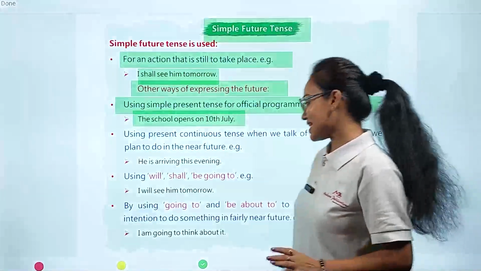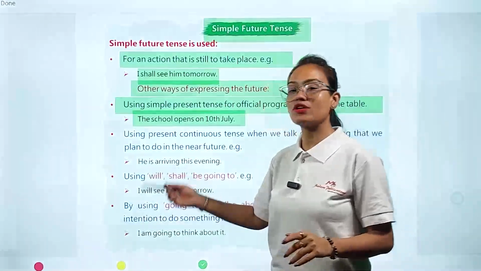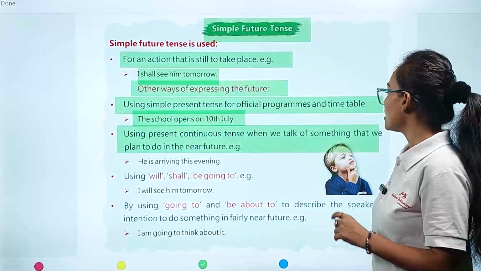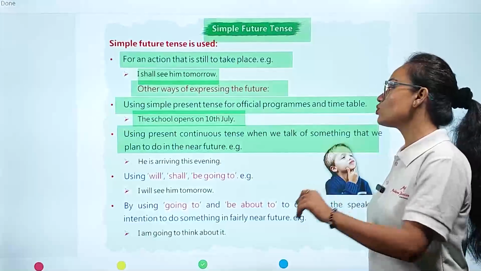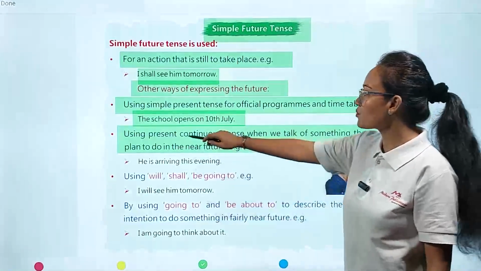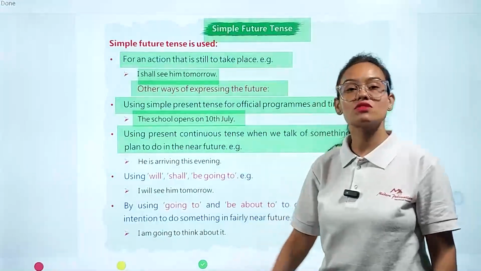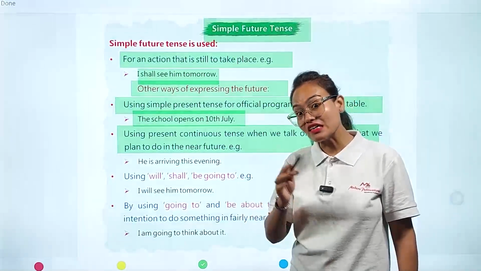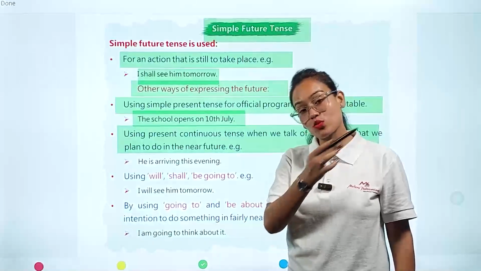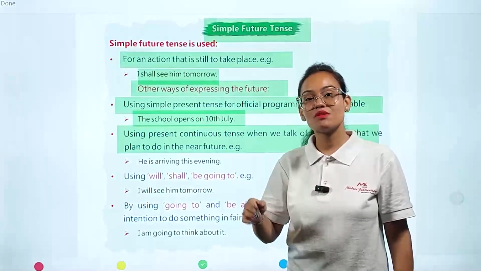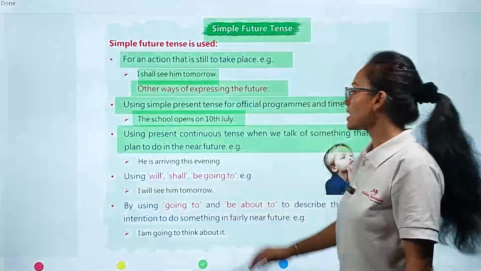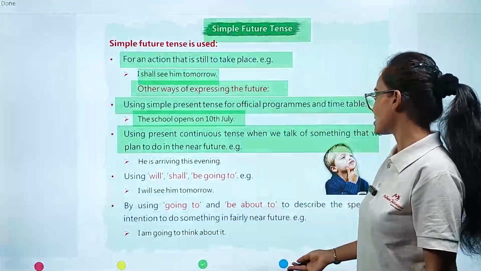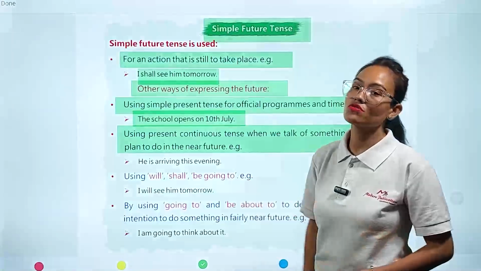The second case where we use simple future tense: using present continuous tense when we talk of something that we plan to do in the near future. Now, what is the meaning of continuous tense? It means the action is continuously ongoing. Maybe it was in the past, maybe it is in the present, or maybe it will be in the future. So whenever we are talking about present continuous tense, in this case we also use simple future tense.